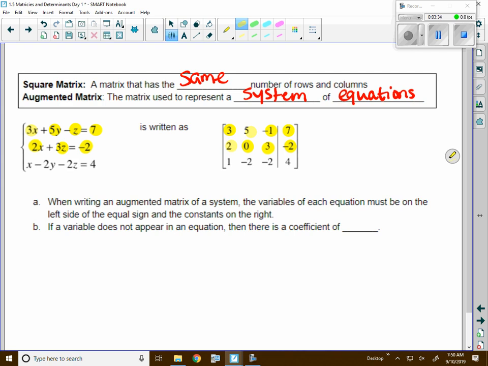So when writing an augmented matrix of a system, the variables of each equation must be on the left side. Right here, if you see this line, that line basically represents our equal sign. So the augmented matrix includes the numbers on the left, the ones that are in front of a variable, and the constants on the right. If the variable's not up here, we use a coefficient of 0, which we saw in that second line. Questions for me?